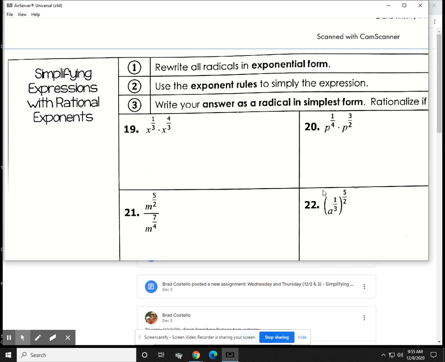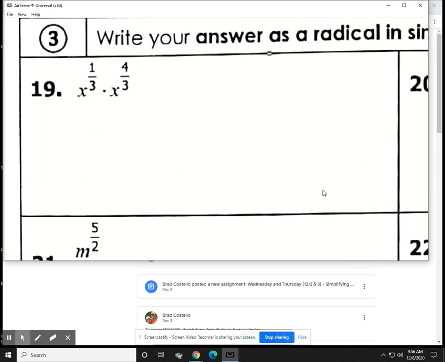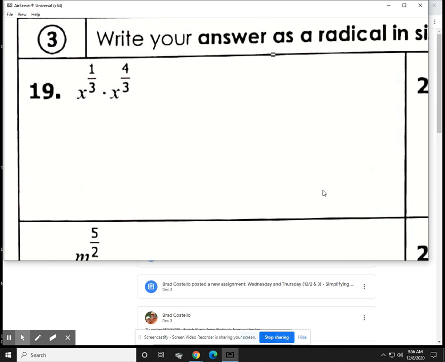So number 1 tells you to first rewrite all radicals in exponential form. So if it's not in exponential form already, write it in exponential form. Okay, second, use these exponent rules that we've talked about to simplify the expression. And then 3, write your answer as a radical in simplest form. So let's look at number 1. What do we have here? X to the 1/3 times x to the 4/3.